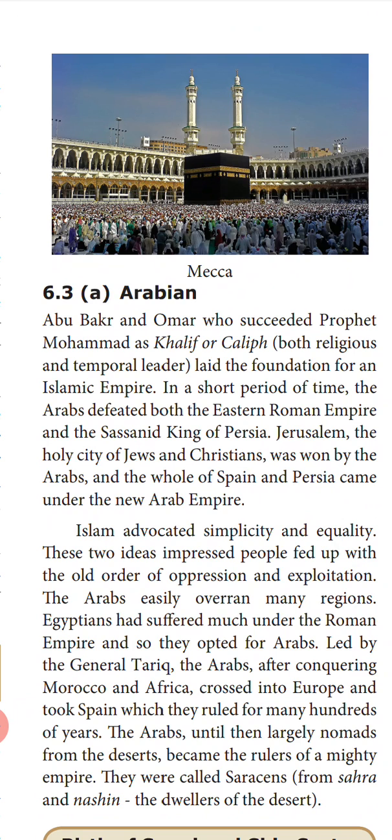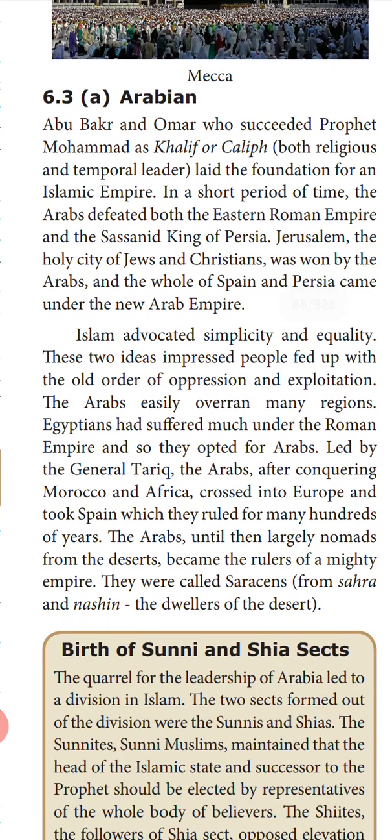The Arabs, after conquering Morocco and Africa, captured many countries: European countries, African countries, Arabian countries. The Muslim people crossed into Europe and took Spain, which they ruled for many hundreds of years. The Arabs, until then largely nomads from the Sahara deserts, became the rulers of a mighty empire. They were called Saracens, from Sahara and Nashin.